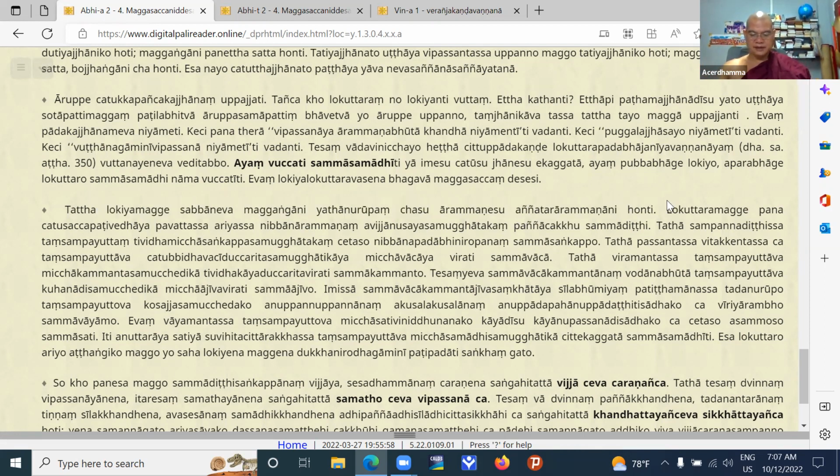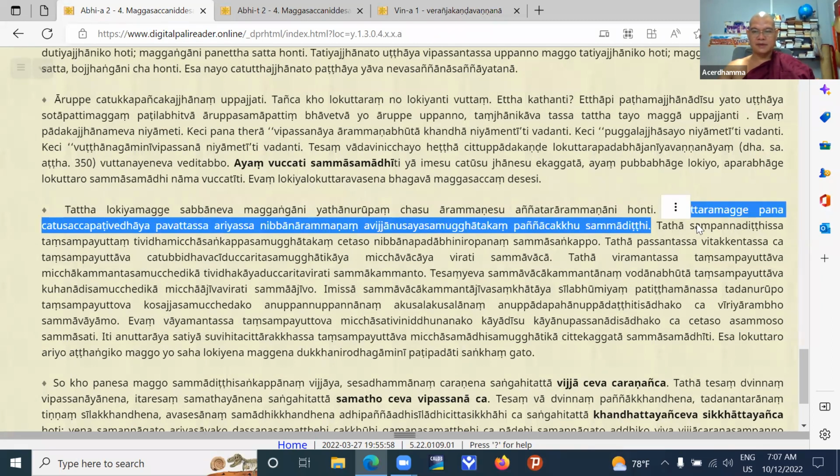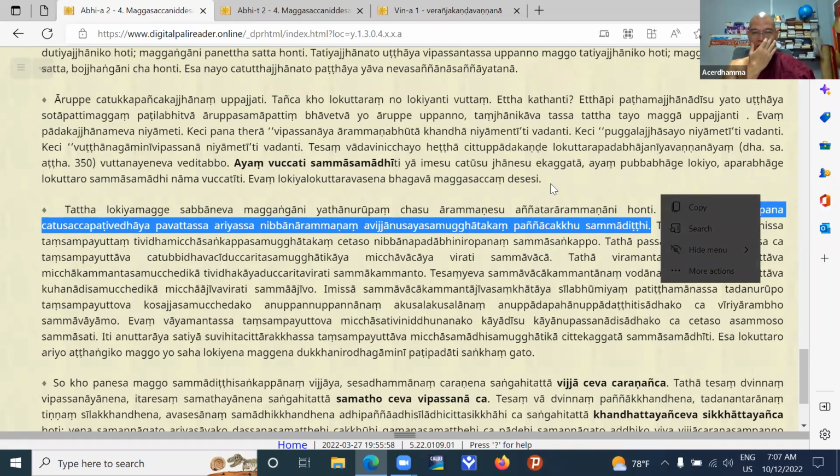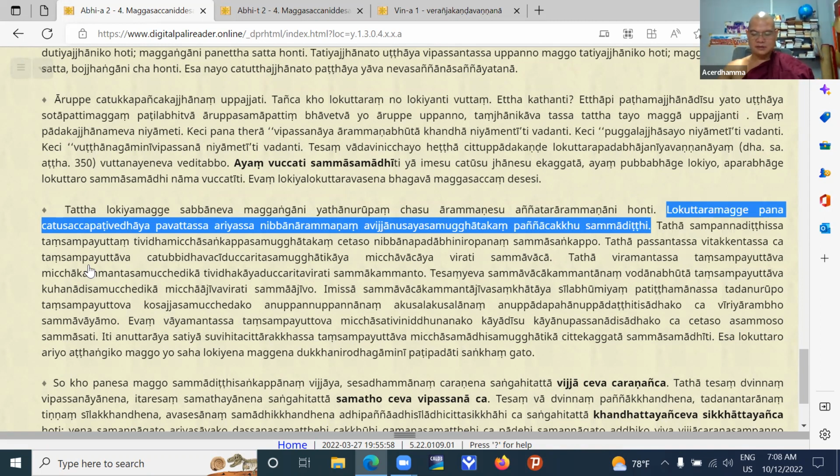Lokuttaramagge pana catusaccapativedhaya pavattassa ariyassa nibbanarammane avijjanusayasamugghatakapannindriyasamadhi, very long. But actually, lokuttara samadhi takes Nibbana as an object. But catusacca pativedha, in order to realize the four truths, lokuttara magga, pavattassa ariyassa, arises in the Ariya, not the ordinary person. So here, lokuttara magga arises in the noble ones.